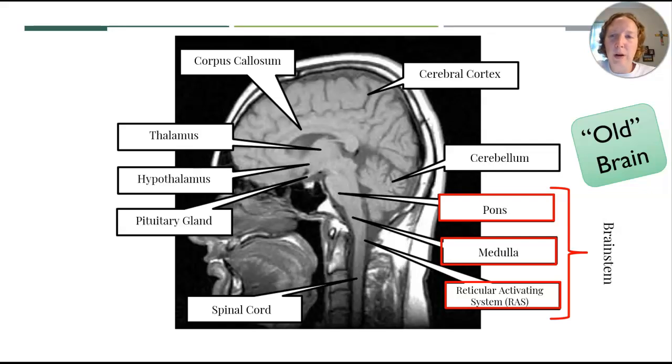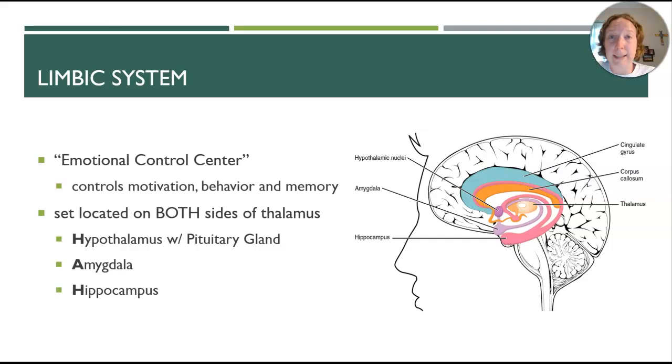And these next two parts, the hypothalamus and pituitary gland, are actually on our next slide as well, because they are part of something called the limbic system. The limbic system is nicknamed our emotional control center because these structures, found in the center of our brain just above our ears, control motivation, behavior, and memory. They are like a backward C on both sides of our brain, so they all come in pairs. The hypothalamus, in conjunction with the pituitary gland, and the amygdala and the hippocampus all work together as part of the limbic system.